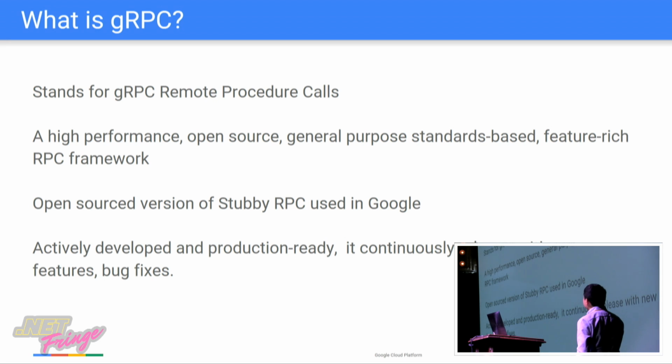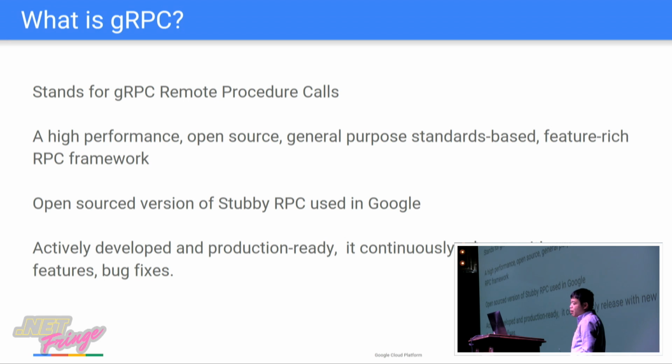What is gRPC? It stands for gRPC Remote Procedure Calls, a high-performance, open-source, general-purpose, standards-based, feature-rich RPC framework. It's the open-source version of Stubby RPC used in Google. Stubby is widely used at Google for internal services and user-facing services, from internet products to software-defined network products, and so on.